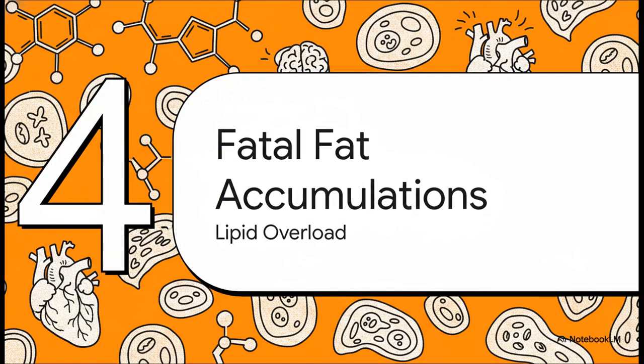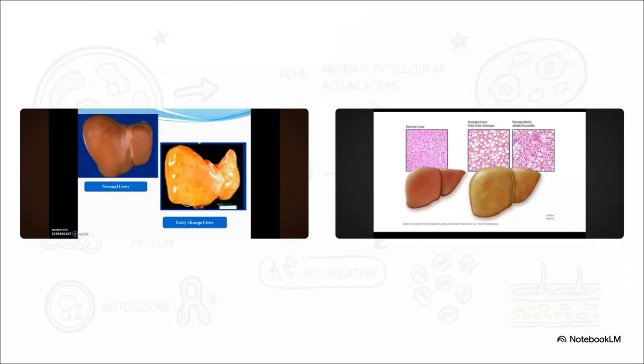Okay, Section 4, Fatal Fat Accumulations, Lipid Overload. This side-by-side comparison brilliantly reveals that macro to micro connection. On one side, you have a healthy, dark red liver and its cleanly organized microscopic cells. But then, introduce a toxic trigger, like chronic alcohol abuse or severe obesity, and look at the transformation.